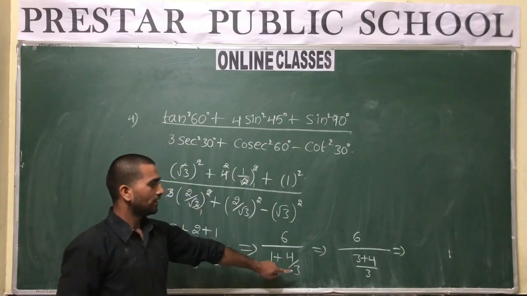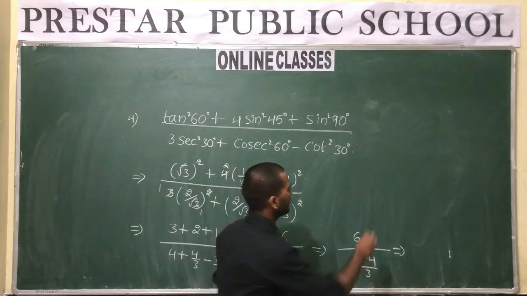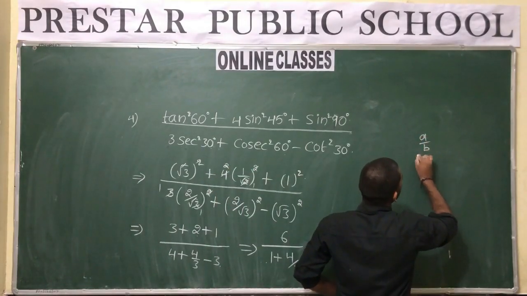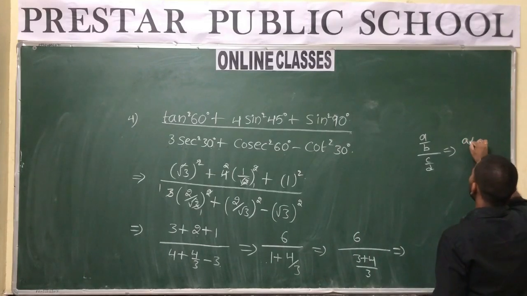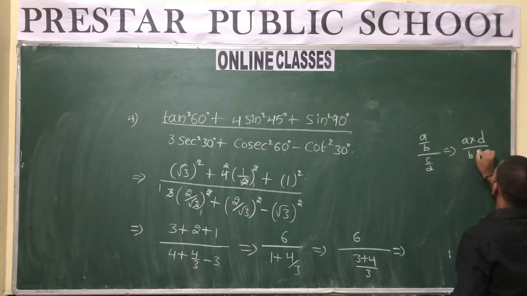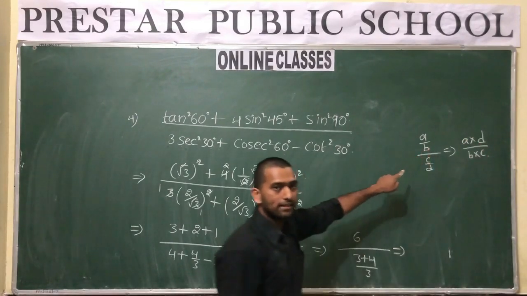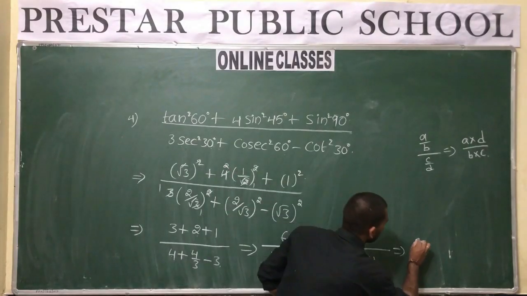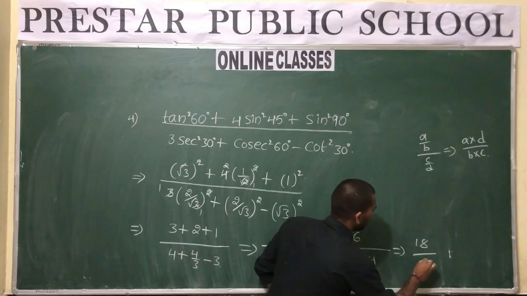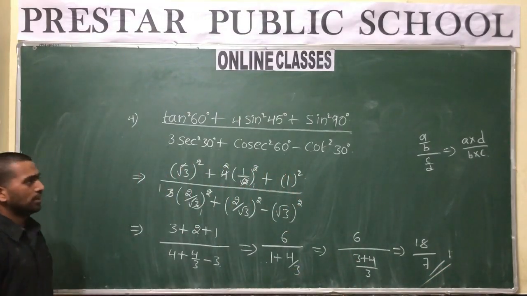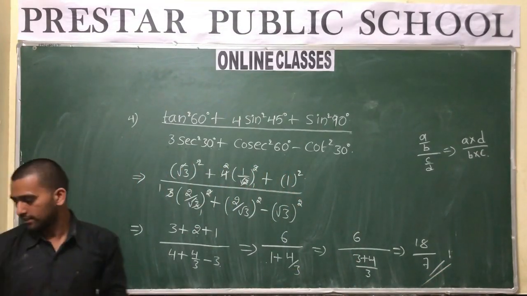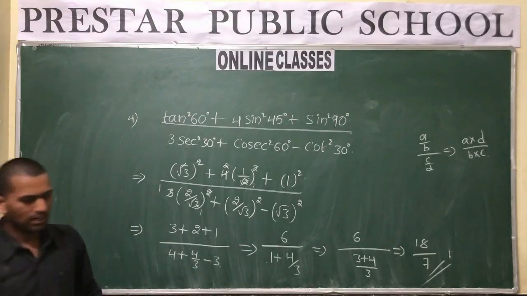Next, here 3 is in a binomial element. So you know this very well: A upon B divided by C upon D is there, then A into D upon B into C. In the same way, here also just 3 into 6, 18 divided by 7. Okay, this is our required answer. Is that clear?